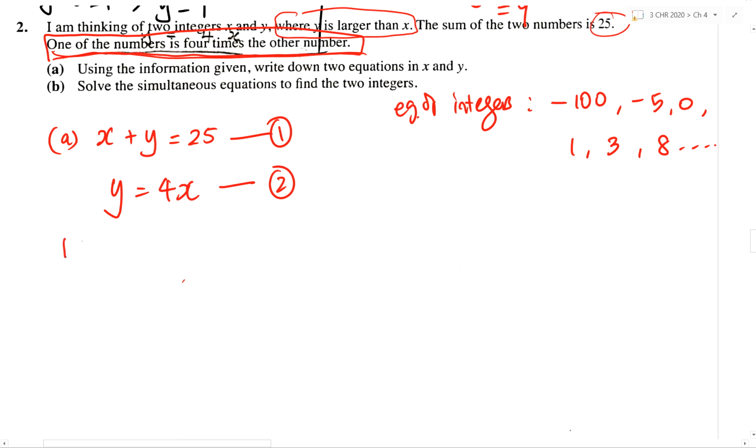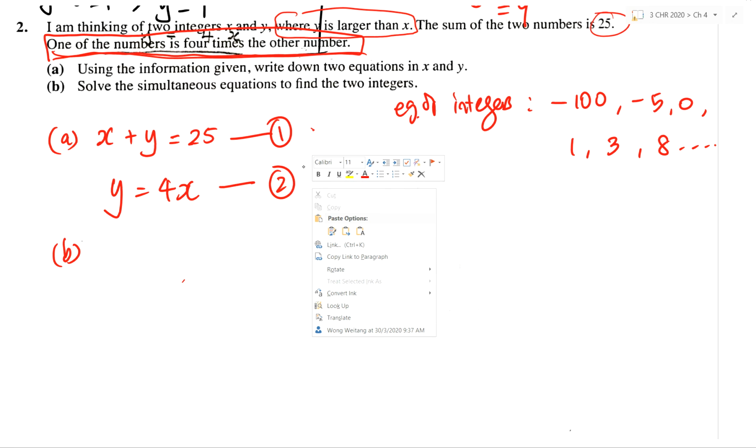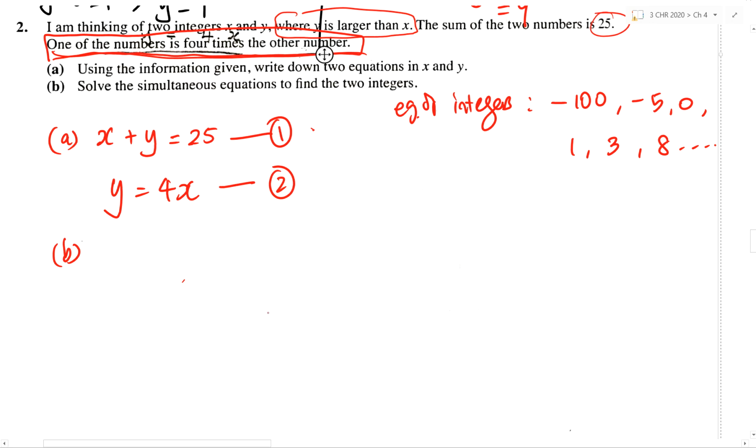Okay, so now part B, solve whatever you have done in part A. Do you want to use elimination or substitution? Who wants to use elimination over here? Who wants to use substitution? Both will still work. You can choose to use elimination, equation number 1 minus equation number 2, then the Y will disappear. You can choose to use equation number 2 minus equation number 1. The Y will again disappear. Or you can choose to do substitution. Substitute 2 into equation number 1.